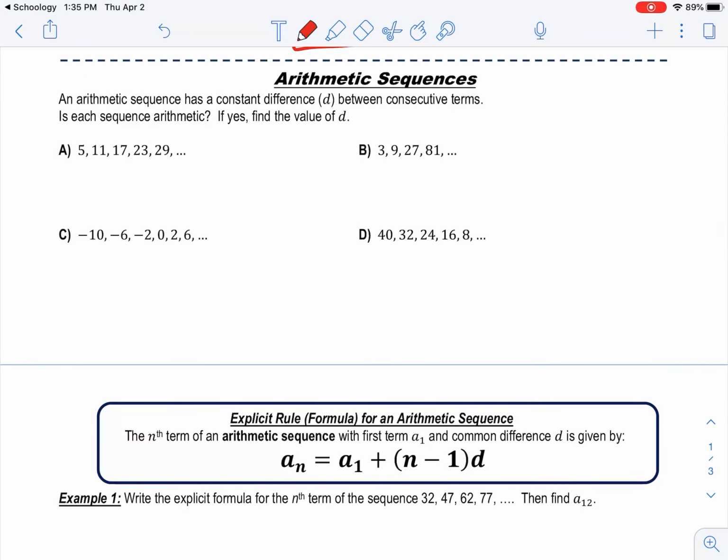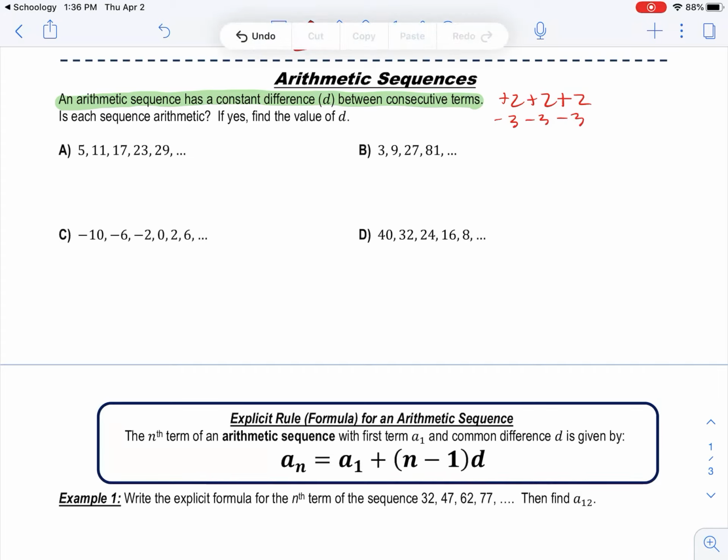Okay, so what we're talking about today is arithmetic sequences. So here's the definition of an arithmetic sequence. An arithmetic sequence has a constant difference d between consecutive terms. So this would be, for example, like plus 2, plus 2, plus 2, or minus 3, minus 3, minus 3. You can't do plus 2, then plus 6. That's not arithmetic. You can't do times 2, times 2, times 2. That's not arithmetic. So we're going to look to see if there's a common difference. If there is, we're going to write down what the difference is.